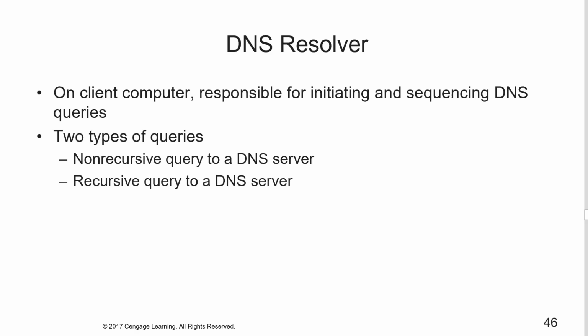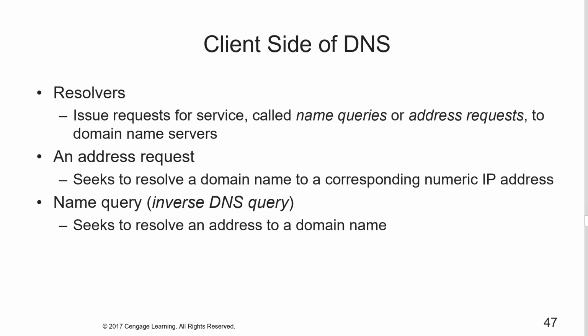DNS has two basic components, the server component and the client component. So on the client computer, the DNS name resolver is responsible for initiating and sequencing DNS queries that result in name resolution for an application running on a computer. And there are two types of queries, a non-recursive query to a DNS server, and a recursive query to a DNS server. So let's look at the client side of DNS.